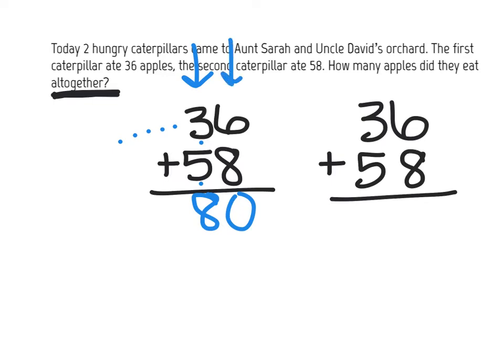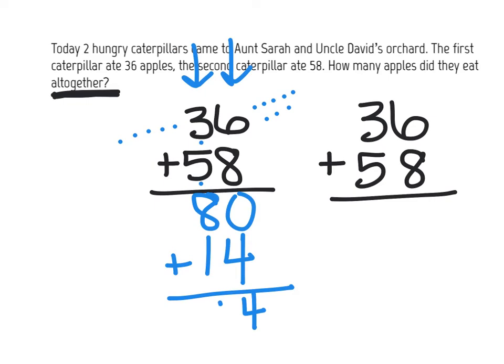And then I go over to the ones place. 6 plus 8. 6, 7, 8, 9, 10, 11, 12, 13, 14. So 6 plus 8, I get 14. I'm going to put that down here underneath my tens I already added. 0 plus 4 is 4. 8 plus 1 is 9. So using the building method, I get 94.